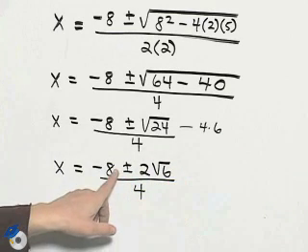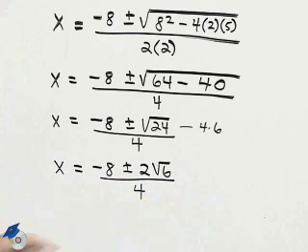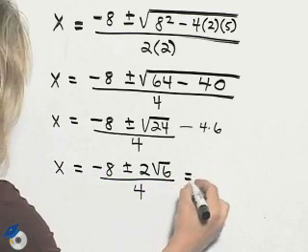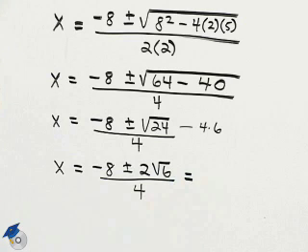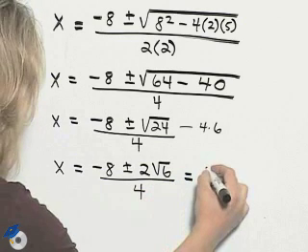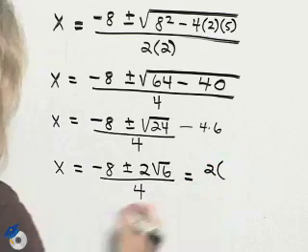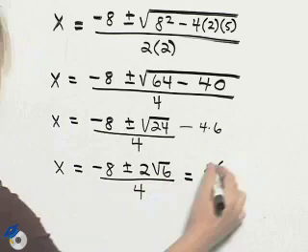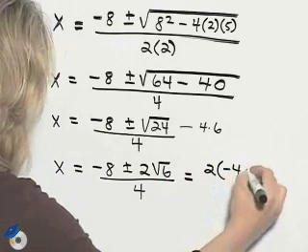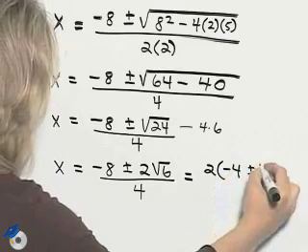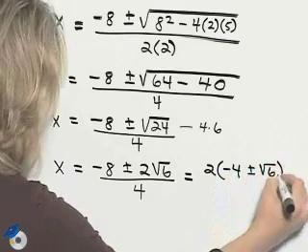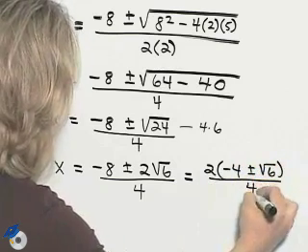I notice that each of these terms has a common factor of 2. So the next step, I am going to reduce that just a bit. I'm going to factor a 2 from the numerator. And so I'll have 2 times negative 4 plus or minus the square root of 6 all over 4.